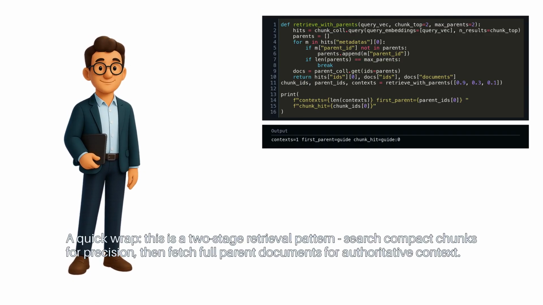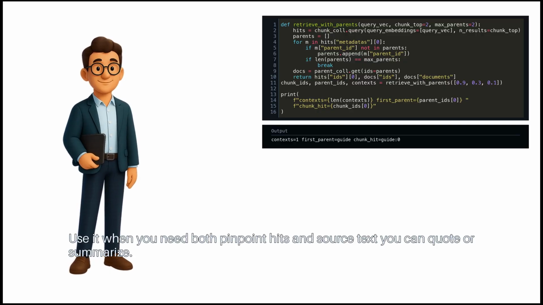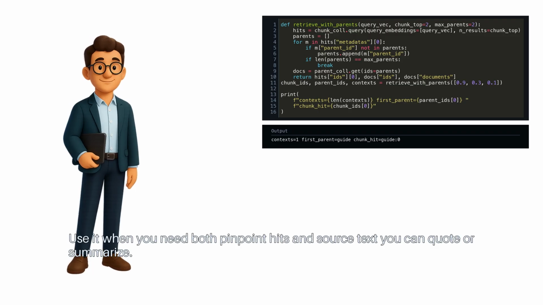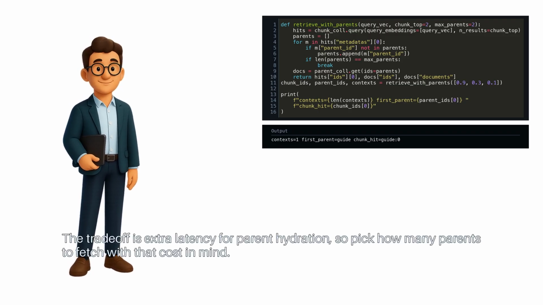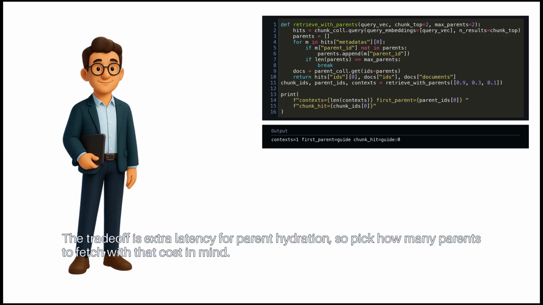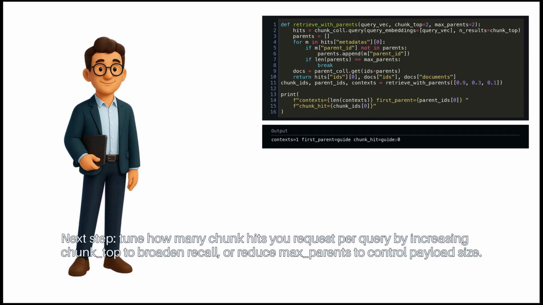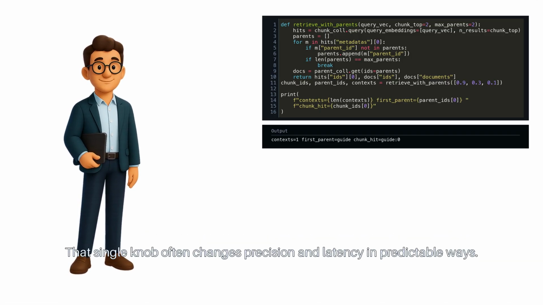Search compact chunks for precision, then fetch full parent documents for authoritative context. Use it when you need both pinpoint hits and source text you can quote or summarize. The trade-off is extra latency for parent hydration. So pick how many parents to fetch with that cost in mind. Next step, tune how many chunk hits you request per query by increasing chunk top to broaden recall or reduce max parents to control payload size. That single knob often changes precision and latency in predictable ways.